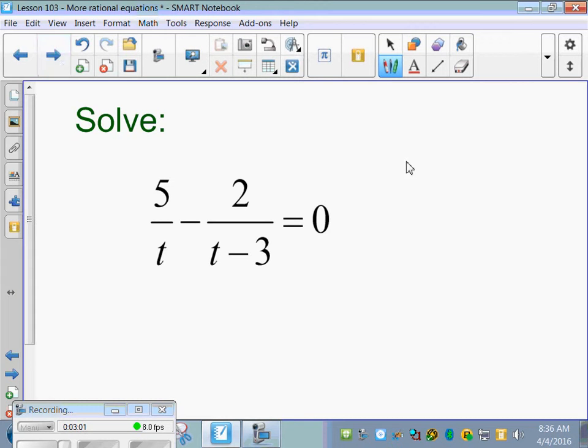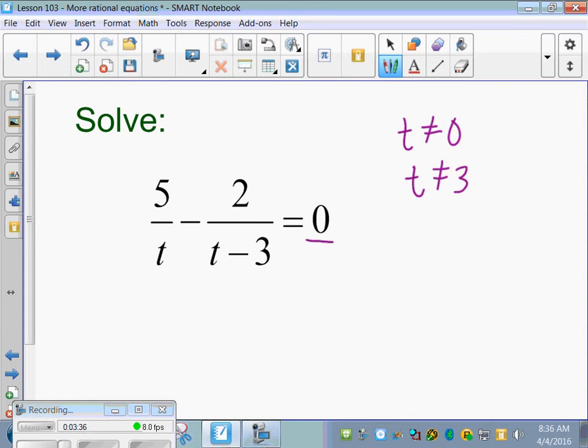Okay. All right? So let's start with our values that don't work. So what makes it undefined? What would give me 0 right here? Right, so t cannot equal 0. Now this one right here, what would give me 0? Yes, 3 minus 3 would give me 0. So that means t cannot equal 3, because it would give me 0 in the denominator of a fraction, which is not allowed.